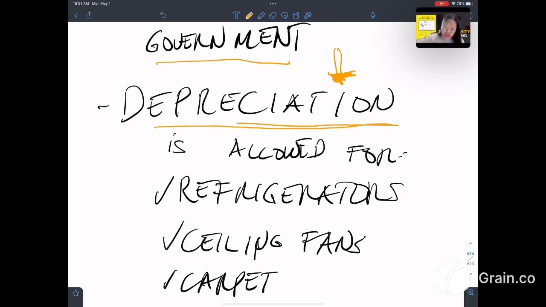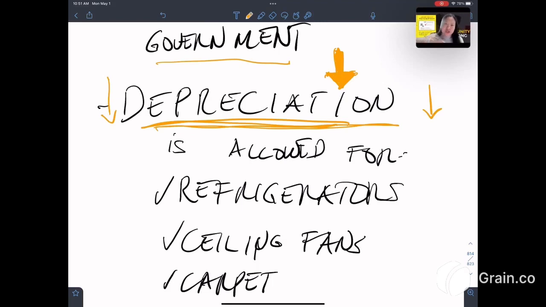So we depreciate. What's the opposite of depreciate? It's appreciation. Appreciation means your value goes up. Depreciation means your value goes down.